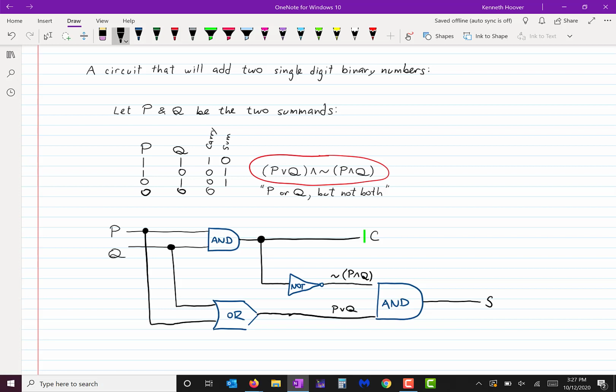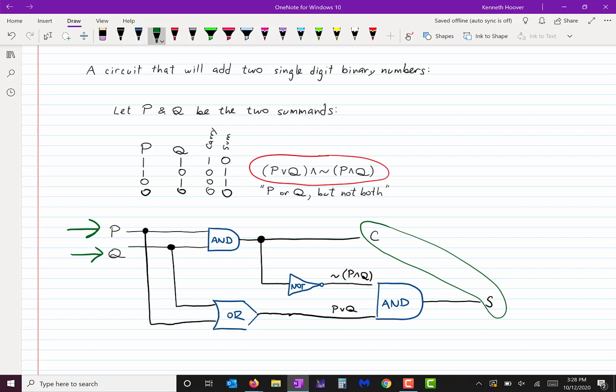That is a logical circuit that will add two single-digit binary numbers. You plug in the two numbers, P and Q, which are both either 0 or 1. I said a single-digit binary number, so they're either 0 or 1. And you get this answer here, a 2-digit answer, CS, where C is 0 or 1, S is 0 or 1.